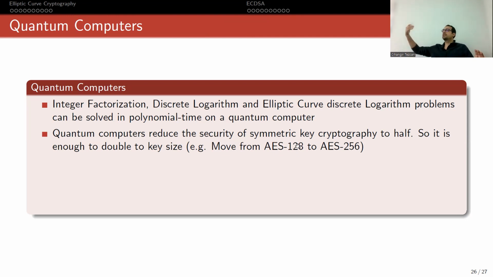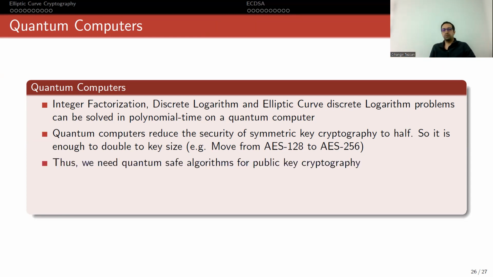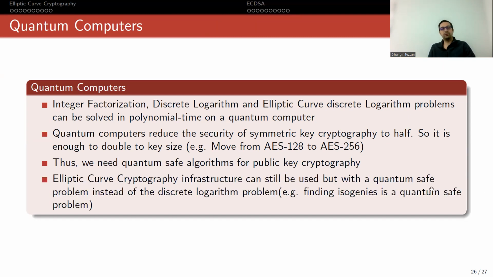But one thing to notice is that, yes, such a huge quantum computer can break AES128 by performing 2 to the 64 operations. But these operations are not going to be done on classical computers. They are going to be done on quantum computers. So performing 2 to the 64 operations might not be practical for a huge quantum computer anyway. So at the symmetric key crypto side, we don't much care about quantum computers. But we need quantum safe algorithms for public key cryptography.